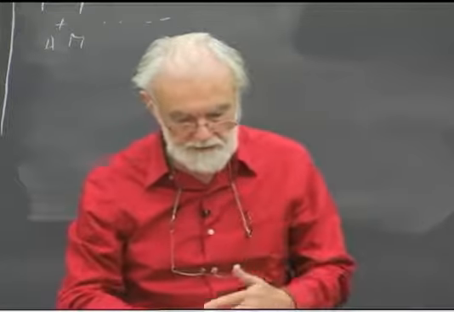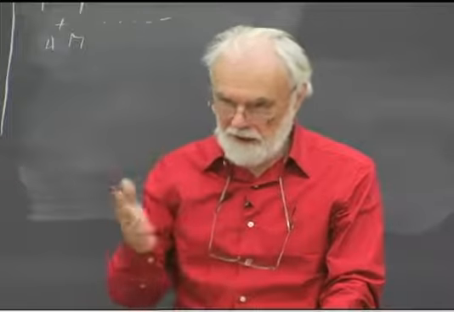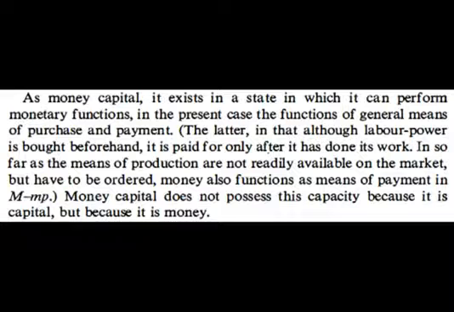And therefore it seems, in 112 he says this, money appears as the original bearer of the capital value, and hence money capital appears as the form in which capital is advanced. He then undermines that by saying, well, that's not really the case. As money capital, it exists in a state in which it can perform monetary functions. In the present case, the functions of general means of purchase and payment. Money capital, he says towards the bottom, does not possess this capacity because it is capital, but because it is money. What this means is that not all money is capital.